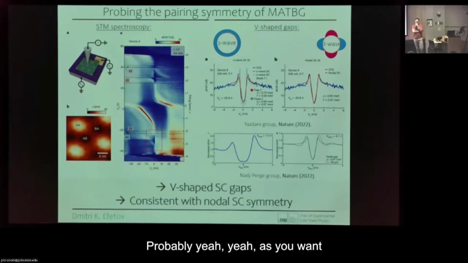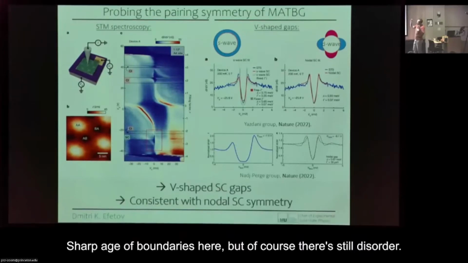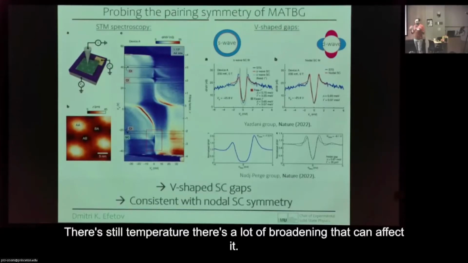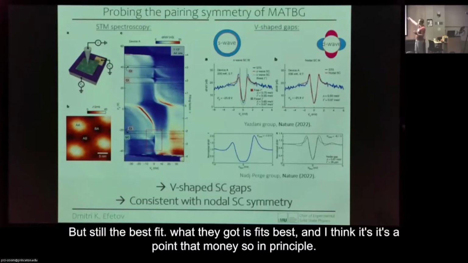Yeah, that's my understanding. But what I also want to say is that, of course, S-wave superconductors should have really sharp boundaries here. But of course, there's still disorder, there's still temperature, there's a lot of broadening that can affect it. So here is an attempt to fit it with S-wave superconductivity too. And of course, they can get similar shapes like this, but still the best fit they got is with a nodal gap. And I think it's a point gap like what is shown here.